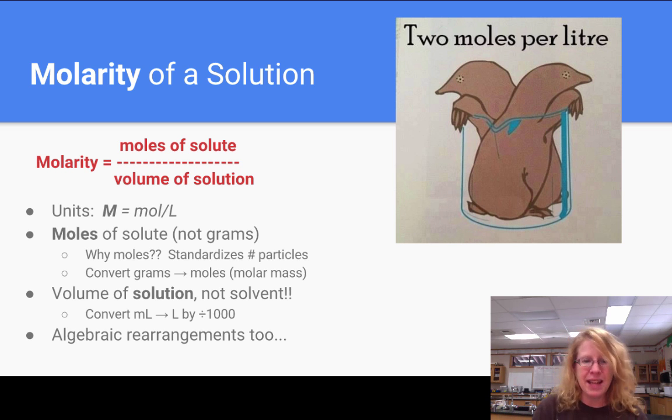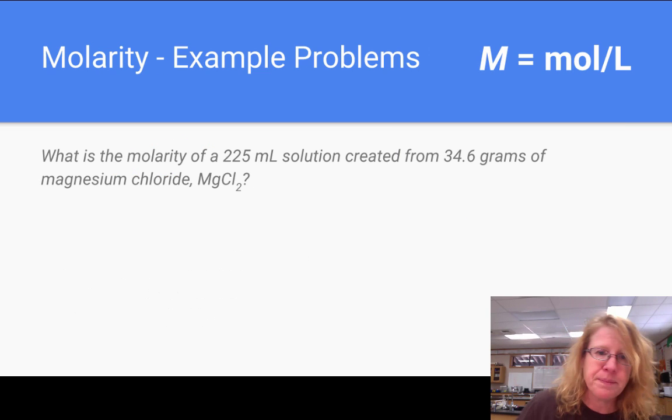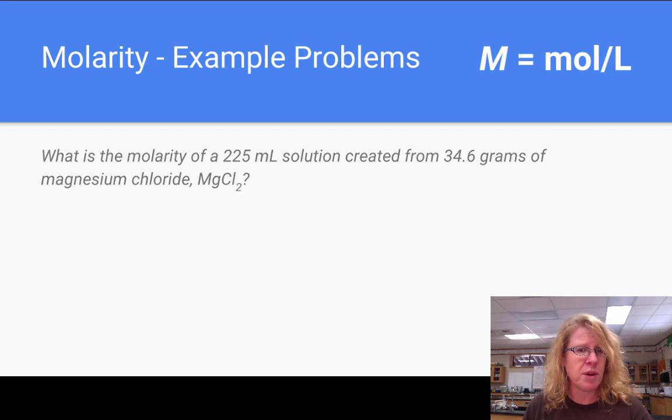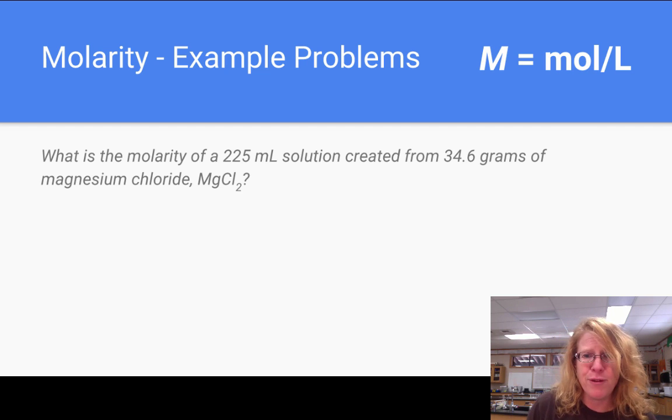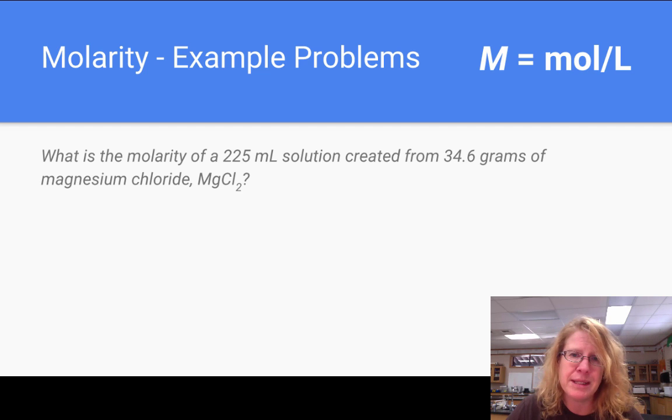And last but not least, you will have to be able to do algebraic rearrangements of this, just like the other one, where I'll give you any two of the three, and you should be able to calculate the third. So let's take a look at an example problem. Here's example problem number one. What's the molarity of a 225 milliliter solution created from 34.6 grams of magnesium chloride? The formula for magnesium chloride is MgCl2.